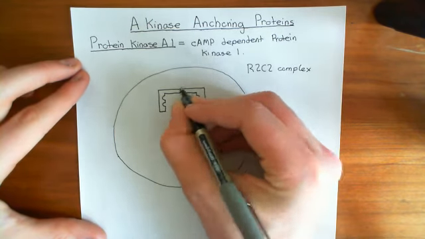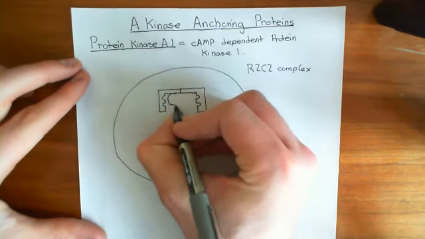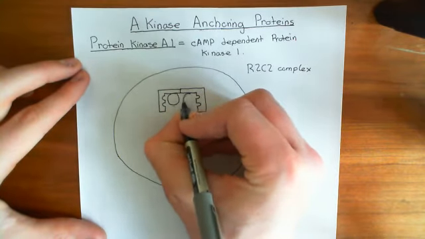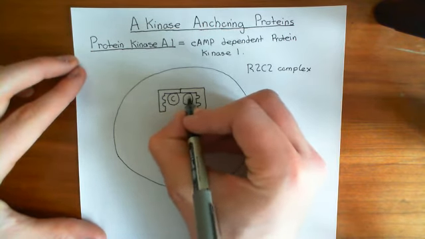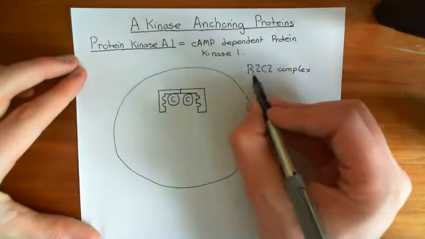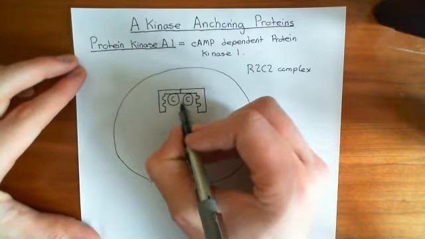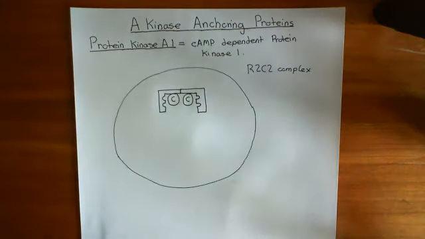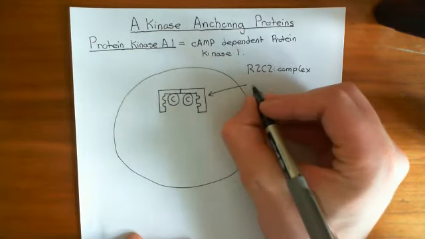Okay, so the two regulatory subunits have dimerized together, and now basically the catalytic subunit is held to the regulatory subunit. So this is a catalytic subunit, this is a catalytic subunit. So this is the R2C2 complex because you have two regulatory subunits with two catalytic subunits. So this is a protein kinase A1 molecule.